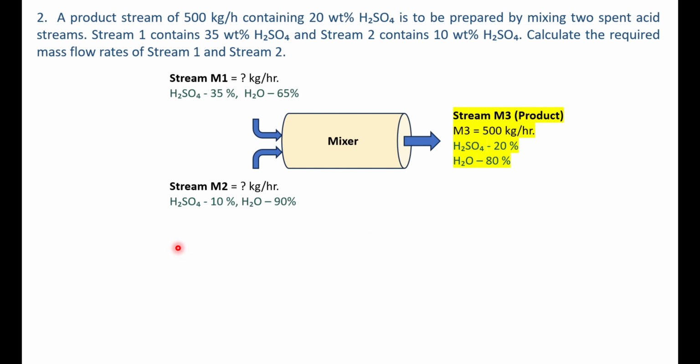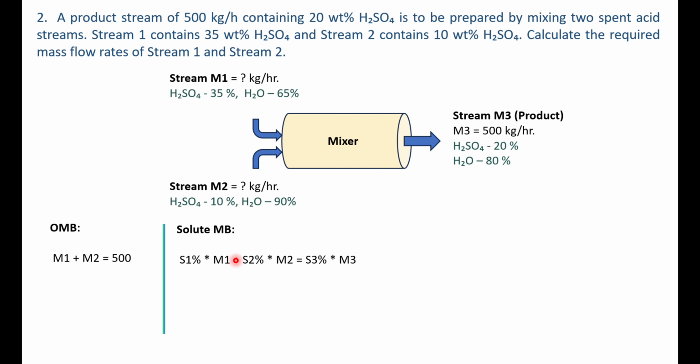Let's start writing the overall mass balance equation, solid balance equation, and water balance equation. The overall mass balance equation would be M1 plus M2 is equal to 500. We don't know M1 and M2, so we retain them as they are. Going to the solid mass balance equation, we multiply the mass of each stream with the respective solid percentage. So M1 would be multiplied by the S1 percentage, that is the sulfuric acid percentage in the M1 stream. Similarly, S2 percentage with M2 and S3 percentage with M3. Similarly, we do the water balance equation, where we multiply the mass of each stream with its respective water percentage.